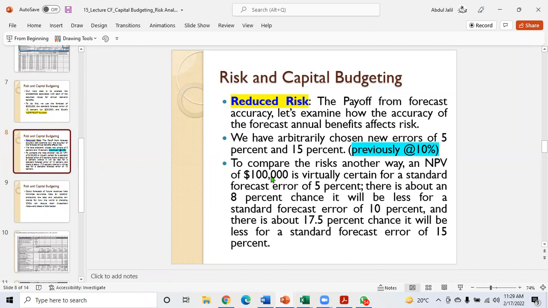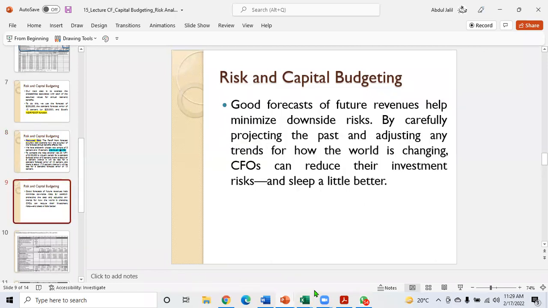So this is just like the NPV, virtually certain of standard forecast error, because it is not definite that you are getting the 100% exact value of NPV. Okay, a good forecast for future revenues helps minimize downside risk, right? Because this is actually helping you to identify.